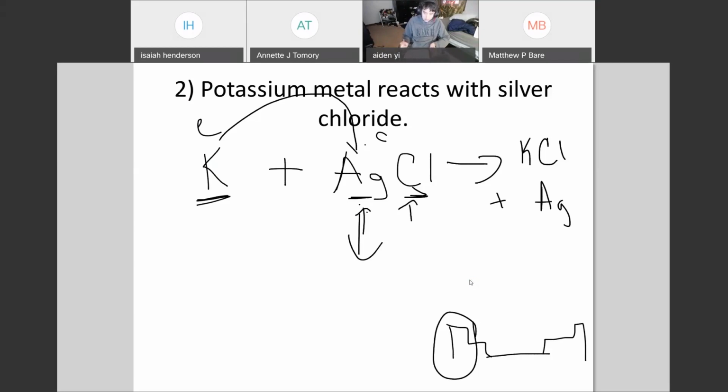Now we put K and Cl together. What do we have to do when we put anything together? Check the charges. What's the charge of K? +1. The charge of Cl? -1. So when we crisscross it, what happens? They just cancel out to be KCl.